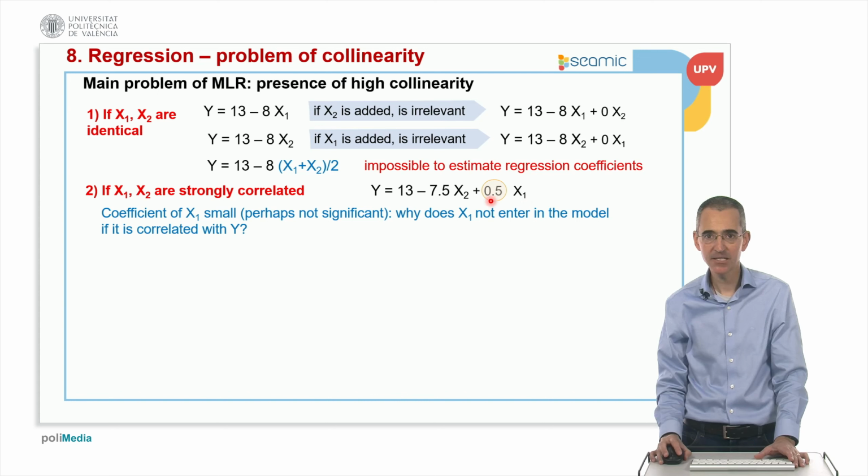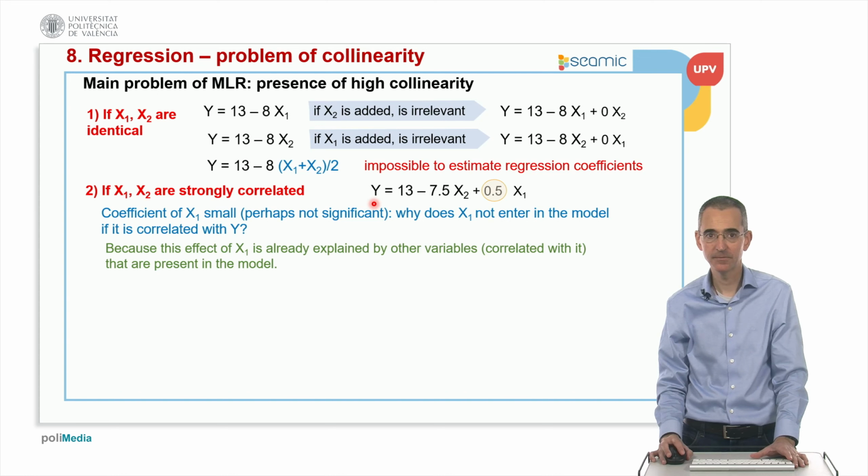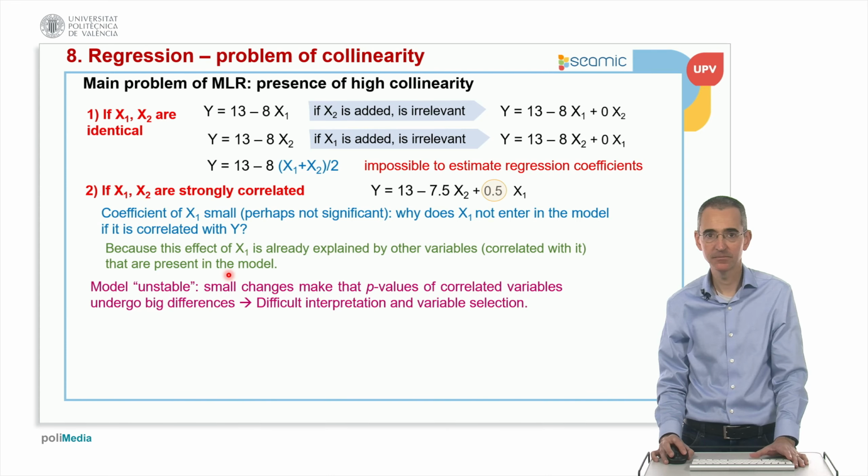It means that it is not statistically significant, and then the interpretation can be somewhat difficult, and the reason is that it does not enter the model because it is correlated with another variable that is also included in the model. So the effect of x1 is already explained by another variable correlated with it that is present in the model. Okay, this is the interpretation, this is the reason.